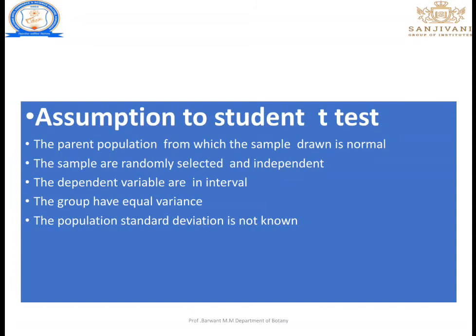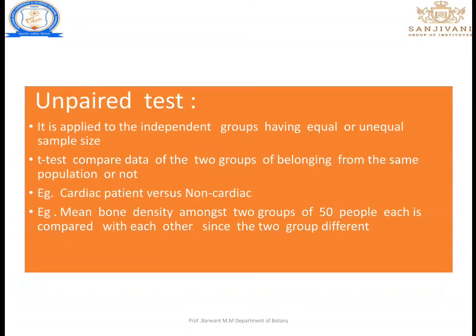The parent population from which samples are drawn should be normal. Samples are randomly selected and independent. The dependent variable is in an interval. The groups have equal variance. The population standard deviation is not known. These are the assumptions we make during the t-test. Then we see the types.